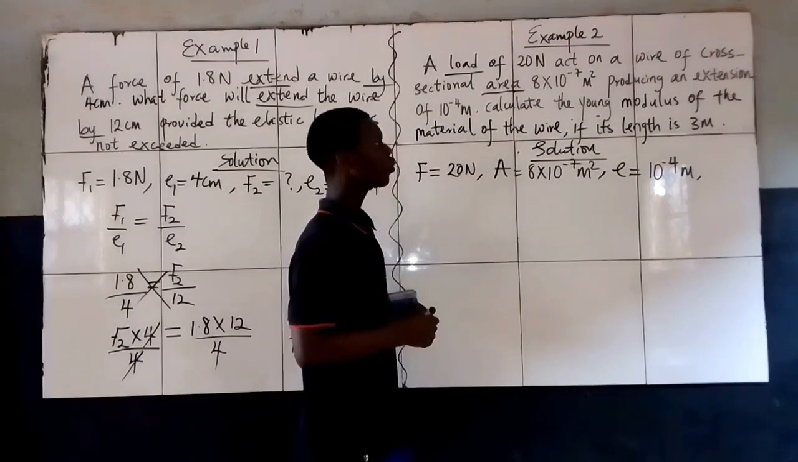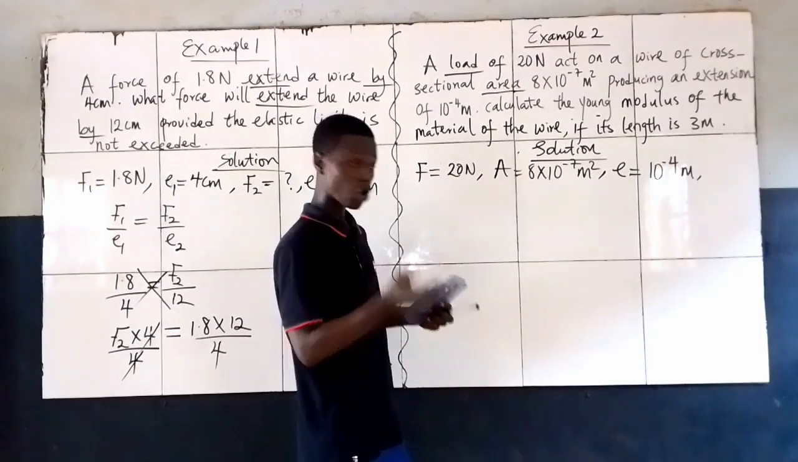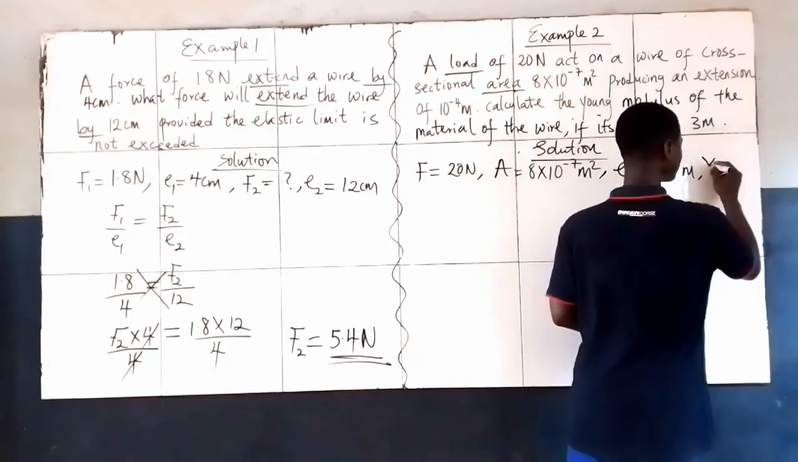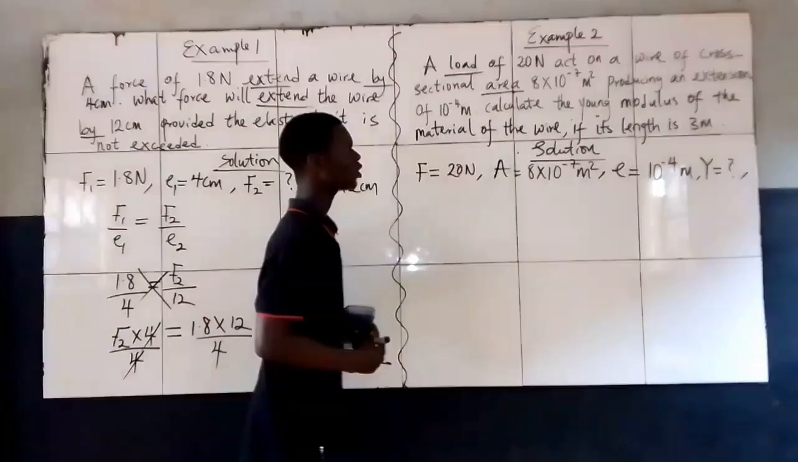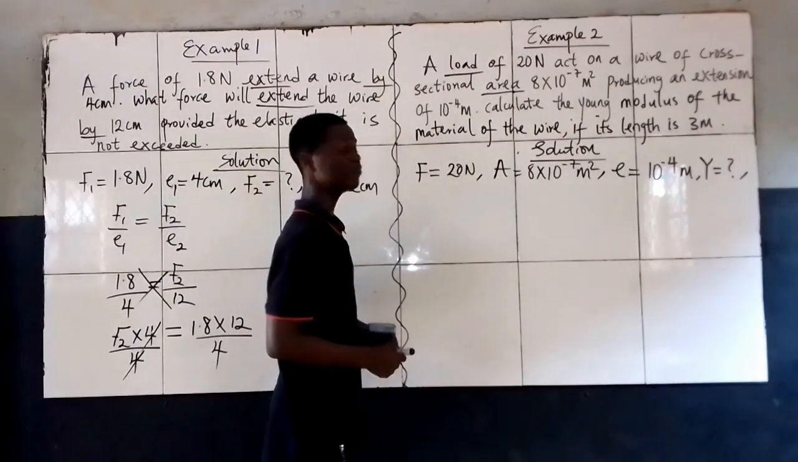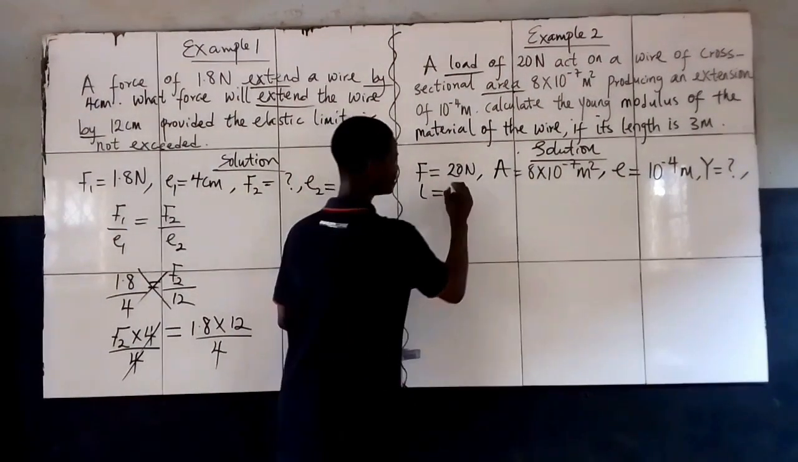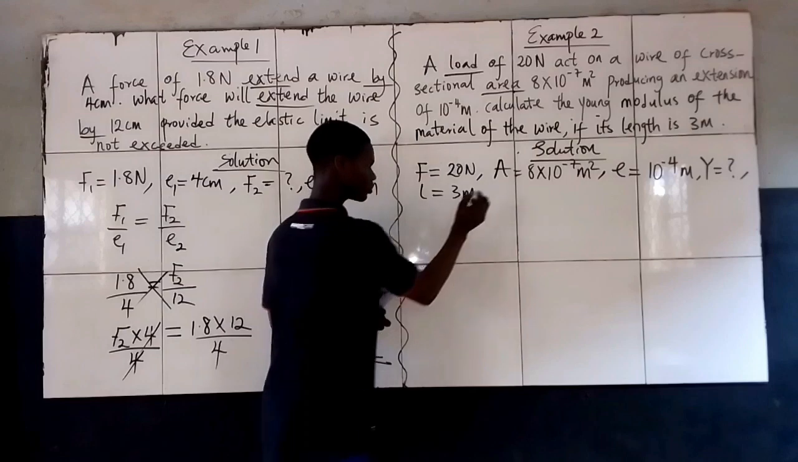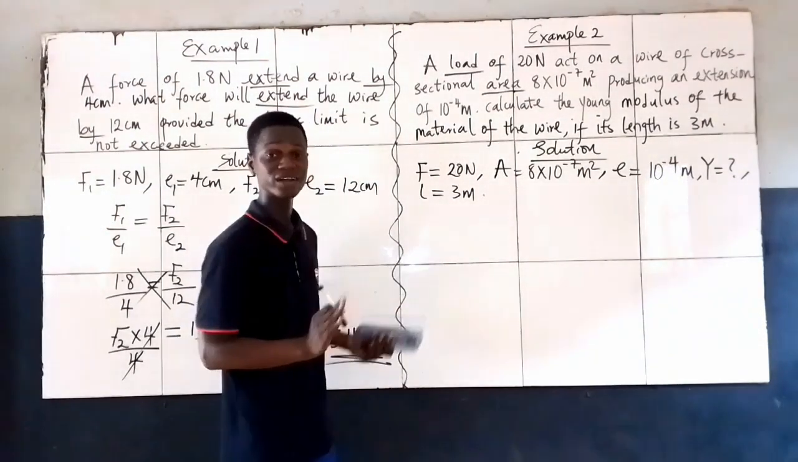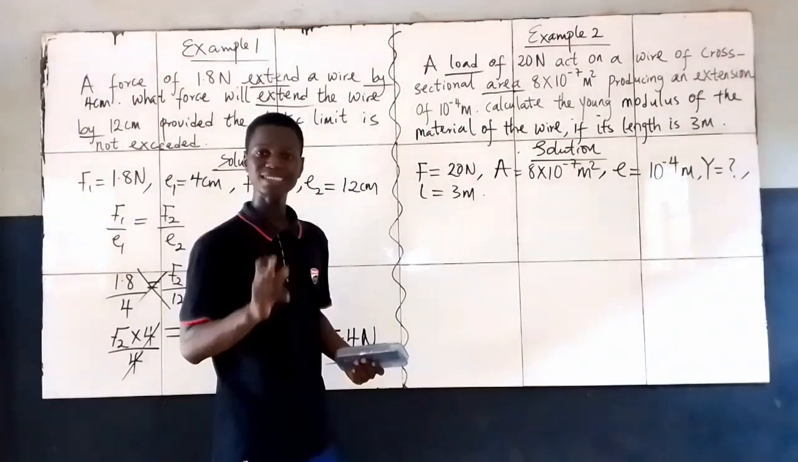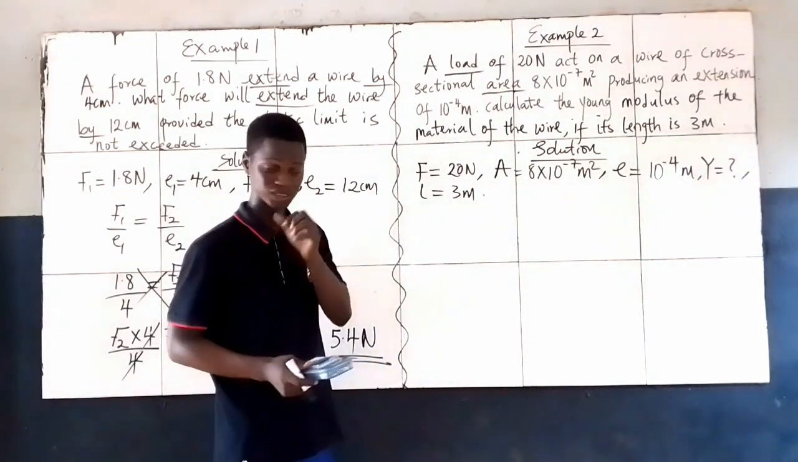So let's continue. They now said calculate the Young modulus. The Young modulus in this case is unknown, so we say Y is unknown. They now said calculate the Young modulus of the material of the wire if its length, that is L, they say is 3 meter. Now, was it given as cm? No, so we will not convert. It was given directly as meter. If it was given as centimeter or millimeter, you would first have to convert to meter before you use it.